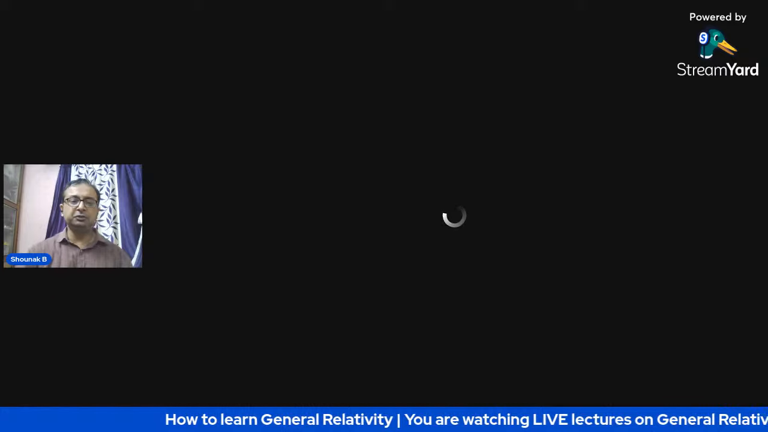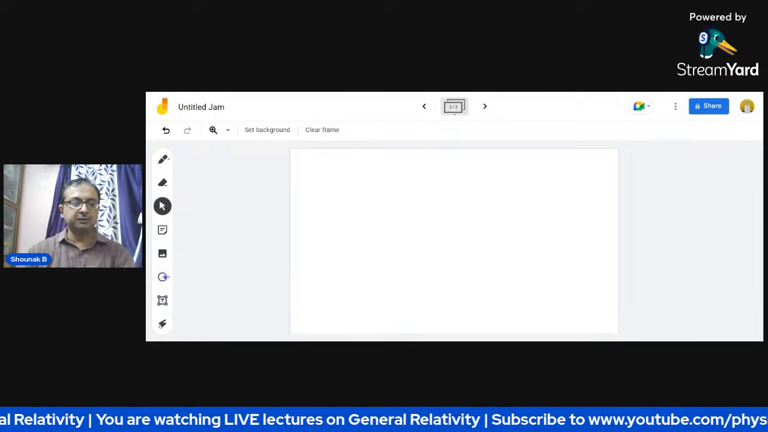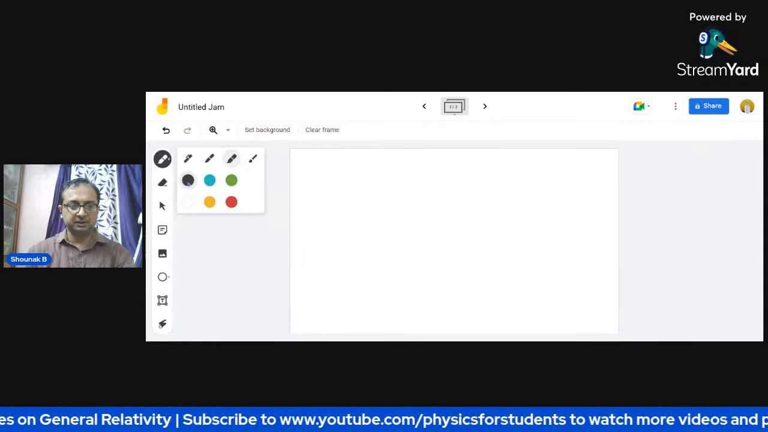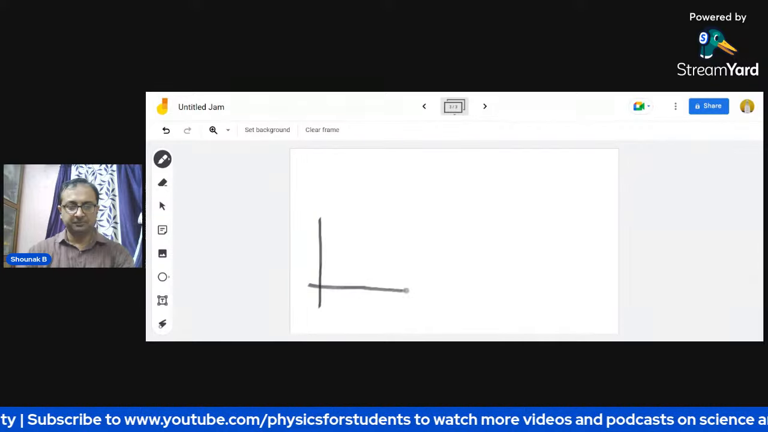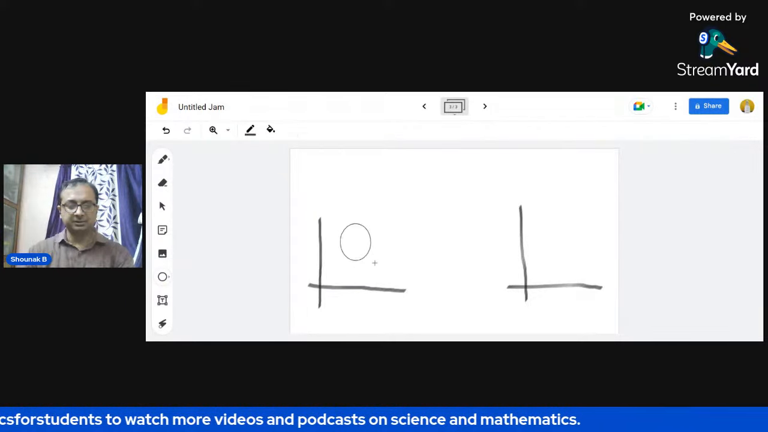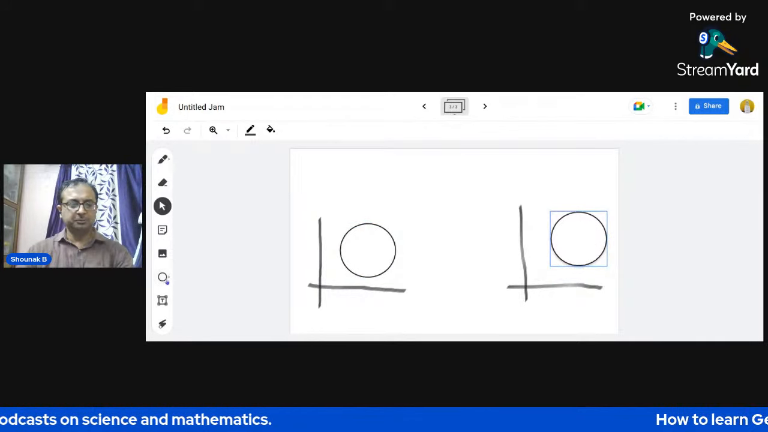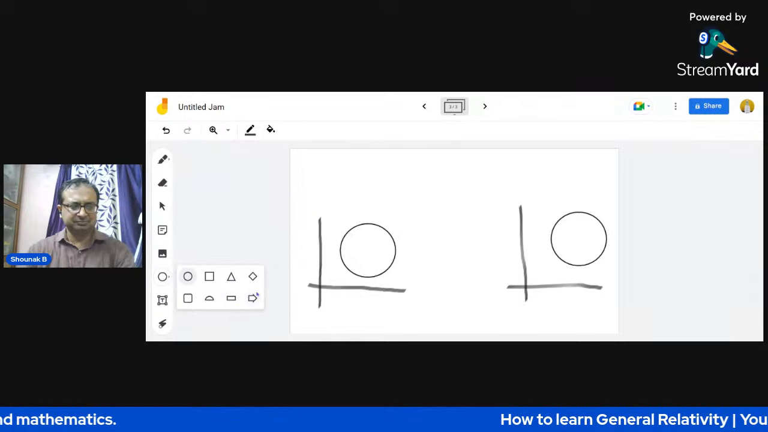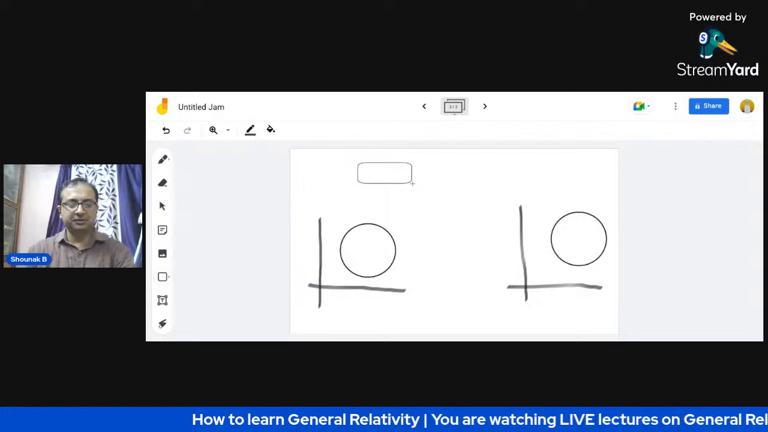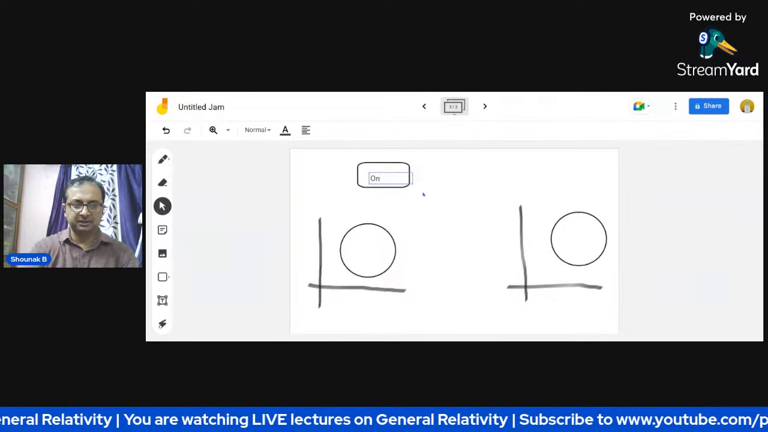Now, I will again try to use the Jamboard just to give you an idea. Say, for example, if I take a frame of reference, this is very important. I take this frame of reference, and I take another frame of reference, and I take a kind of a sphere. Say, for example, this is a nice sphere, and I take the same sphere over here, and I take an observer, just to tell you that it's a different shape.